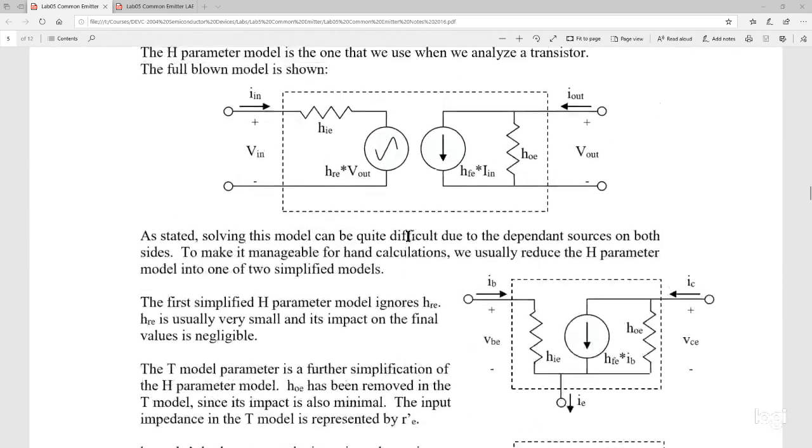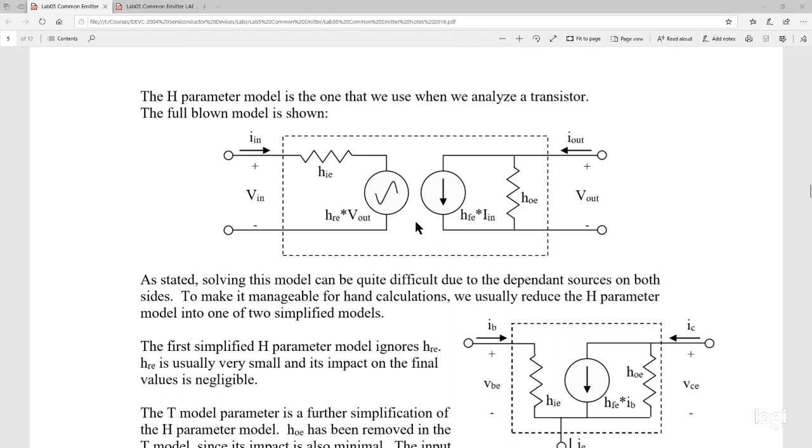Okay, so I think we got to this point. I said there's this thing called the H parameter model. It's the one that we use when you analyze a transistor, and it's the full-blown model that they use for the transistor, where they model it as a dependent current source, which has some multiple here called HFE. We've been calling this beta, but in the H parameter model it's called HFE, and basically this current here is HFE times I in, so this current is a multiple of what's coming in this way. So you inject a current here and you get an HFE times bigger current flowing this way.